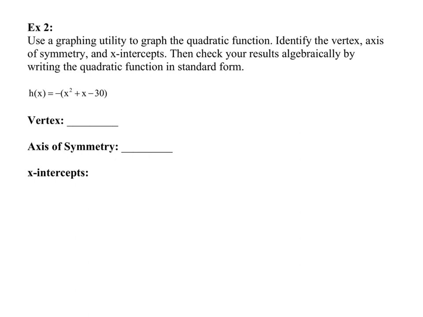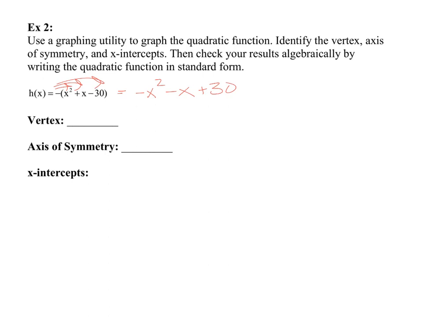All right, use a graphing utility to graph the quadratic, identify the vertex and axis of symmetry, then check the results algebraically by writing the quadratic function in standard form. Same deal as before. First thing I'm going to do is distribute the negative. So I have negative x squared minus x plus 30.